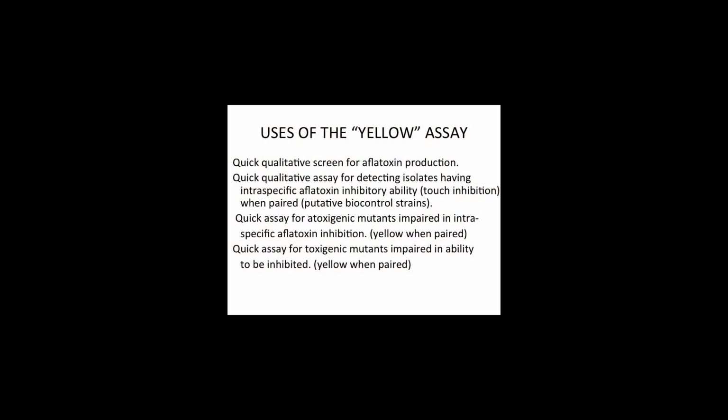But what it suggests to us is we have an assay now that we can look at toxin production or no toxin production. And we have an assay where we can screen for strains which can be used as putative biocontrol strains. Okay, let's start over. Uses of the yellow assay. Quick qualitative screen for aflatoxin production. Quick qualitative assay for detecting isolates having intraspecific aflatoxin inhibitory ability, touch inhibition impaired. These are putative biocontrol strains.